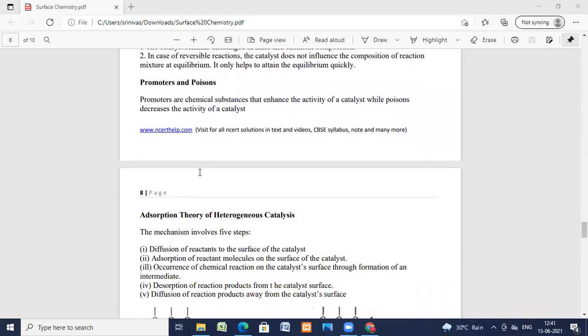Now, what are promoters and poisons? Promoters are chemical substances. For the Haber process, I told you iron is the catalyst and molybdenum is the promoter. A promoter promotes the activity of the catalyst. Poisons are the ones which decrease the activity of the catalyst.